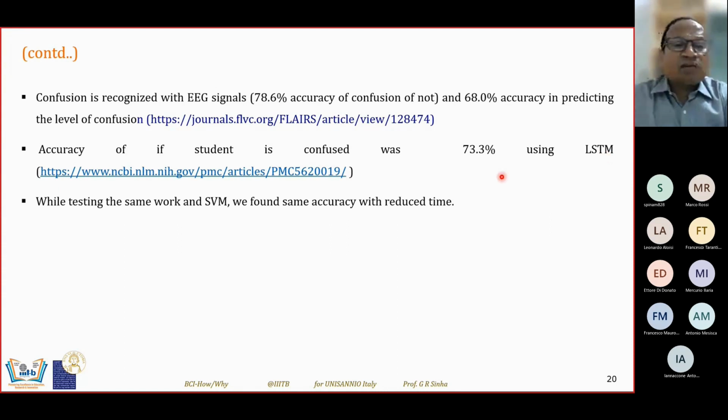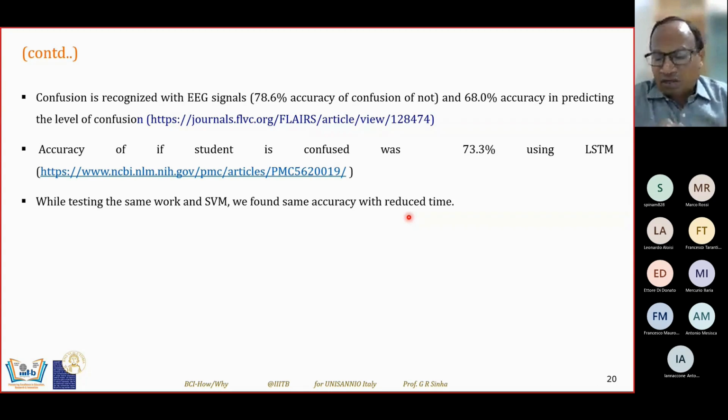While testing the same work with SVM, because they didn't test with SVM, we tested with SVM and found the same accuracy. What was interesting is that when we used another AI model, we found almost the same accuracy but reduced time. So the computation time was less. As I have clearly mentioned, what is important in this research is that the number of samples is very less. I think the number of subjects in this study is only 10.